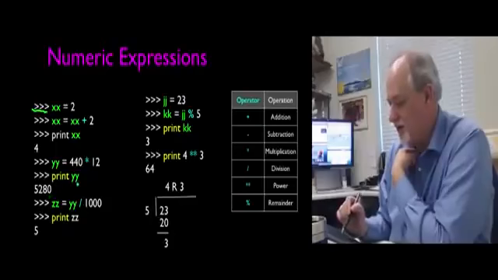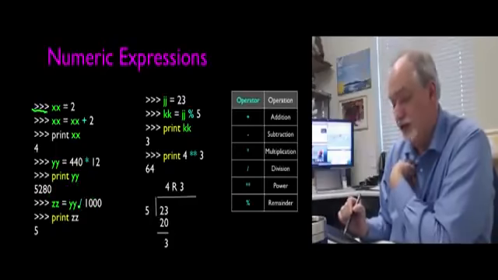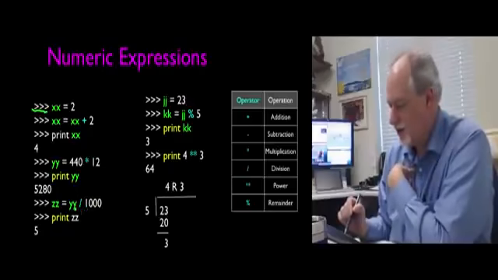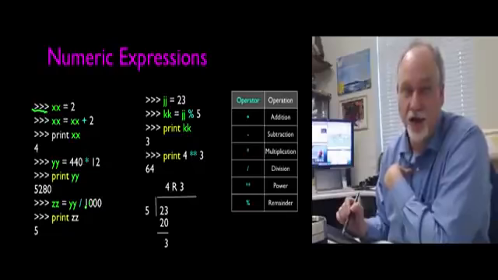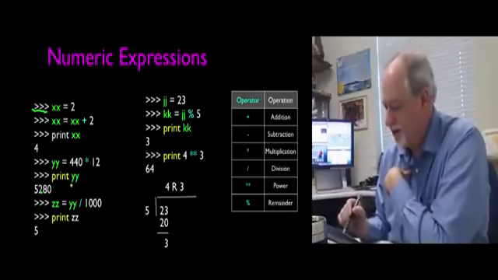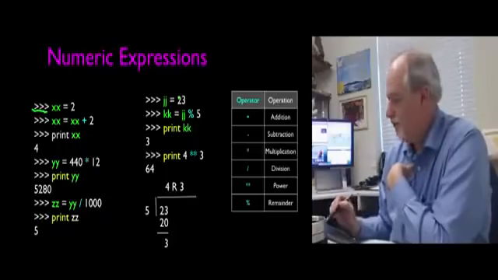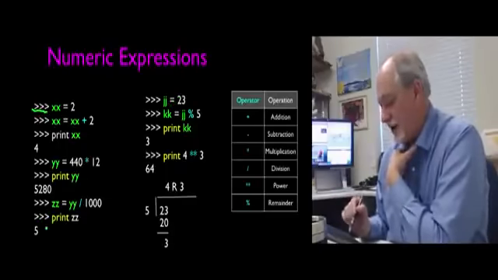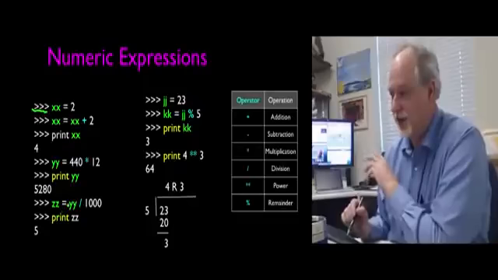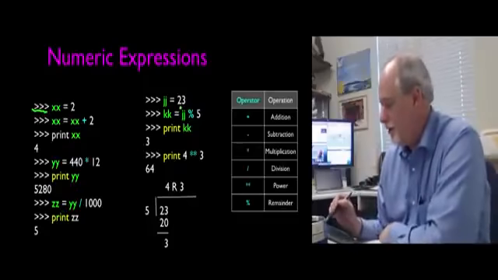440 times 12 is 5,280. Yy over 1,000. Now this is a little counterintuitive, because yy is an integer, it does a truncated division, and so 5,280 divided by 1,000 is 5. So that's an integer division. We'll see in a second about floating point division.